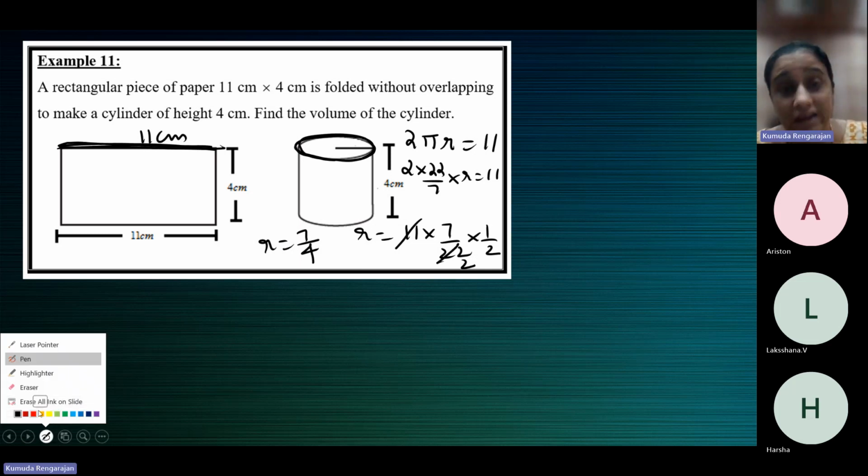So like this, we have to find the radius here. In the previous question, radius and height both were given to us, so we found the volume of the cylinder using the formula pi r square h. Here we have to find the volume, same question, but the radius is not given. We have to find the radius and then find the volume.